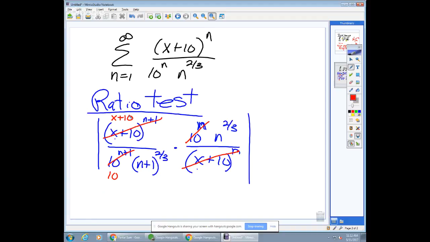And there's not too much I can do with the n to the 2/3 and n plus 1 to the 2/3, except I could note they are the same power. So I could write that as, instead of a fraction of powers, the power of a fraction. That makes sense? So what I can do is say, I have the absolute value of x plus 10 times n over n plus 1 to the 2/3.